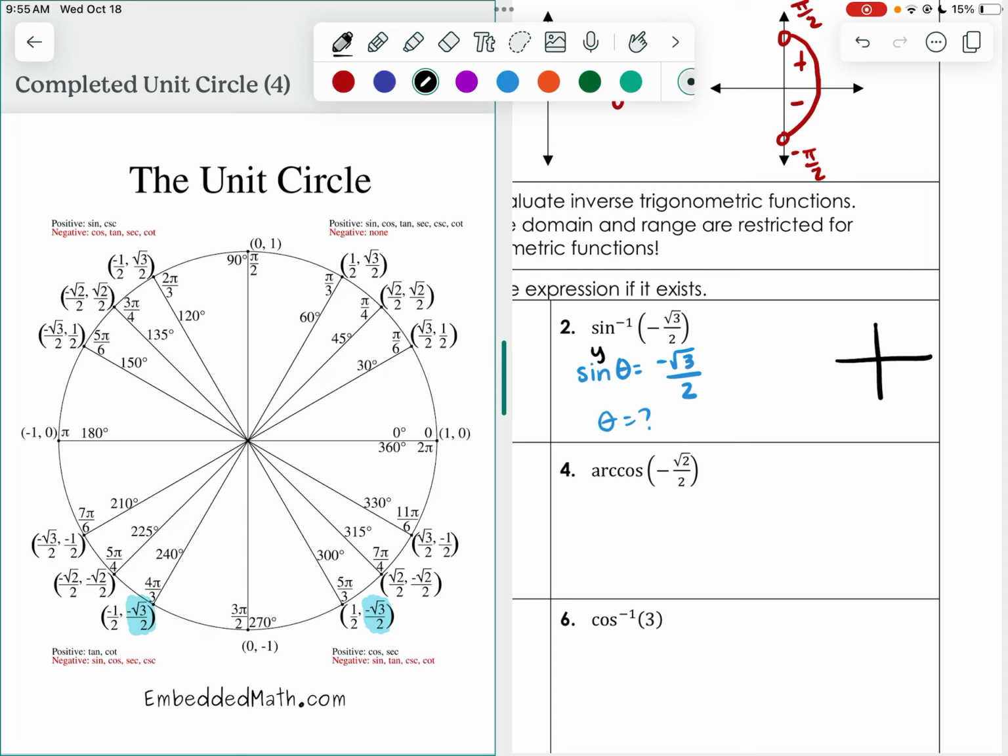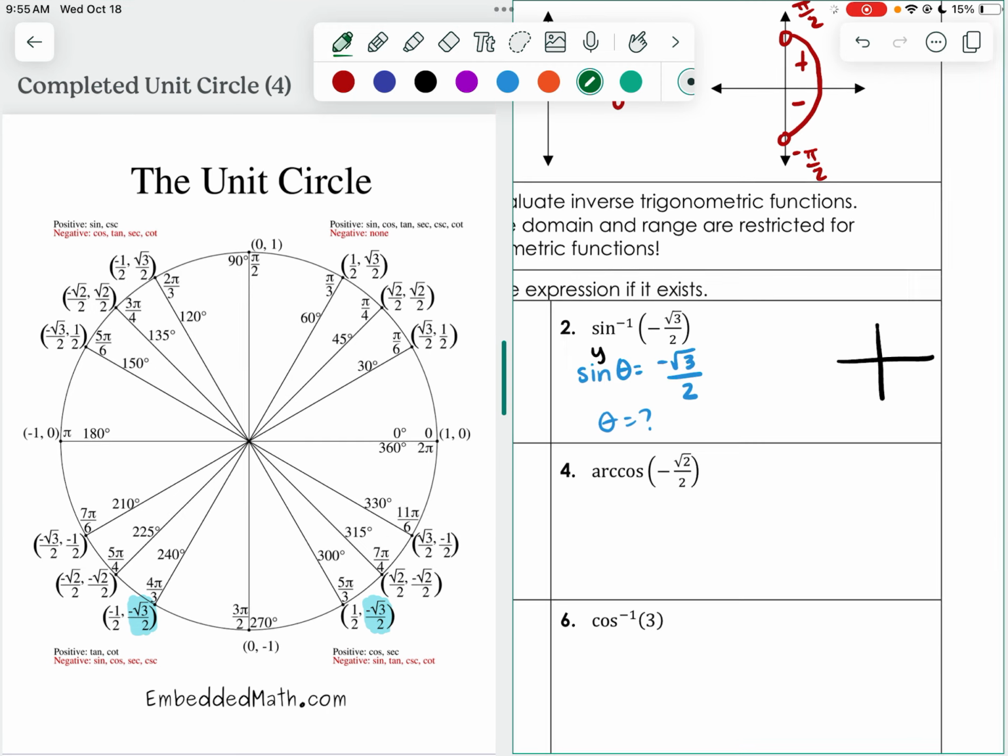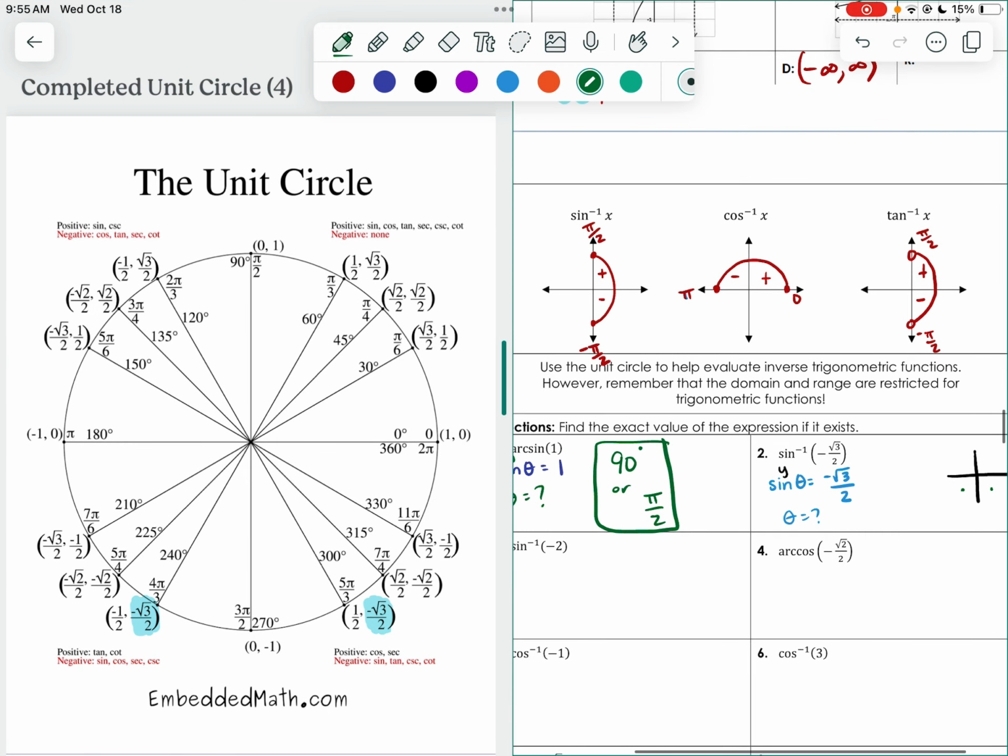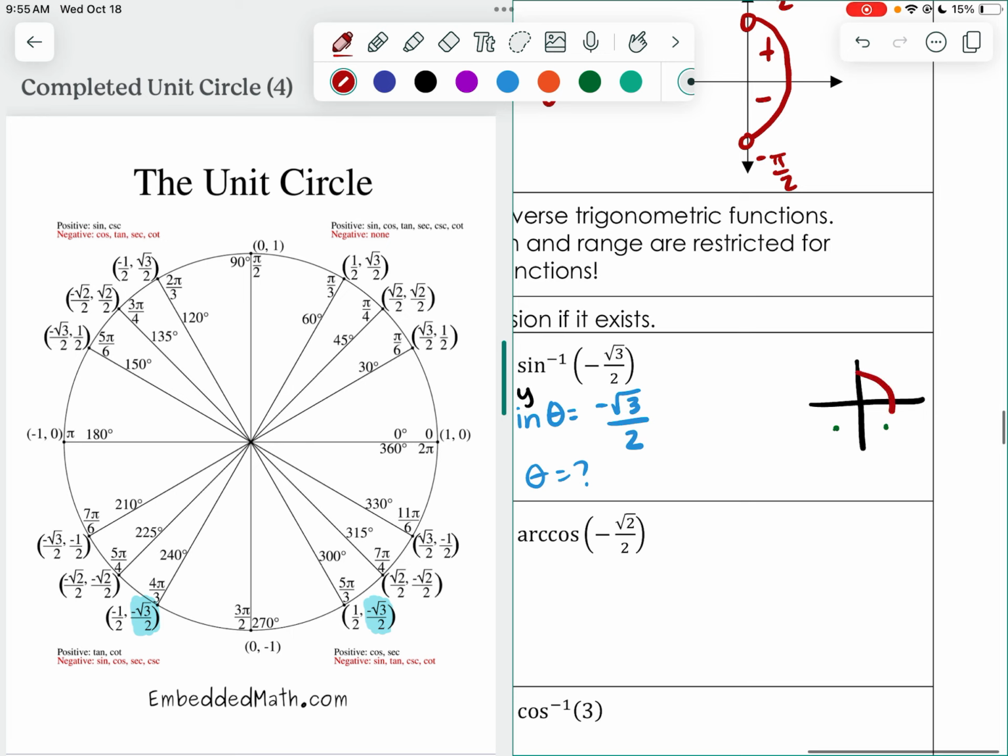But we're not going to put two different angles. You can only put one answer. So this is where you have to think about your domain restrictions. We just said it could happen in quadrant 3 or quadrant 4, but for sine, it is restricted between quadrants 1 and 4. It looks like this. So we have to pick the one that is in that domain.